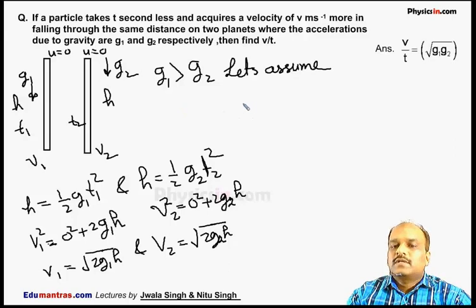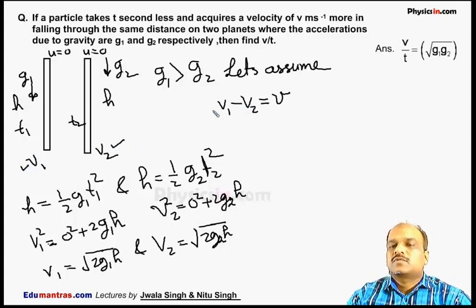Now it is given that the particle acquires v speed more. So if g1 is greater than g2, v1 minus v2 is equal to v. If the acceleration is more, then while falling the same distance, this particle acquires more speed, while this particle acquires less speed. So v1 minus v2 is v, this is the difference which is given. If g is more, t1 is less, and it is also given that t2 minus t1, since it will fall slowly and take more time, is equal to t.